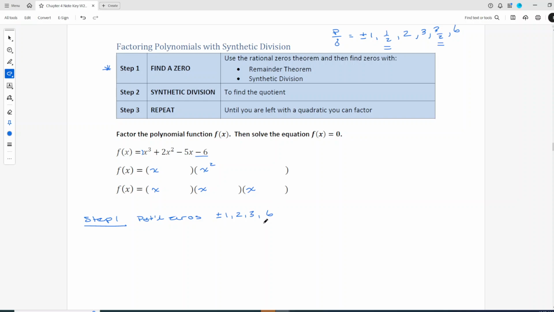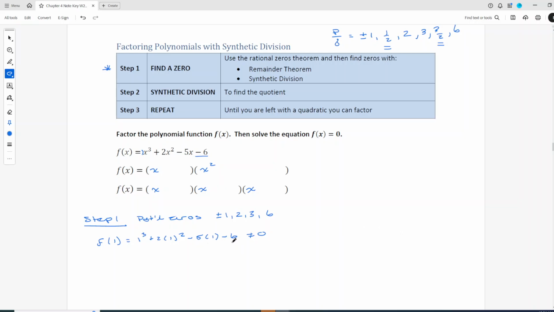Now that I have my potential zeros, I have to figure out which of these is going to make my remainder 0. Like I said, you can jump straight into synthetic division if you want, but usually people use the remainder theorem. So we're going to start by plugging in x is 1. Honestly, this is the most painful part of the entire process, trying to find a potential zero. So we've got 1 cubed plus 2 times 1 squared minus 5 times 1 minus 6. I can already tell you this is not going to equal 0.